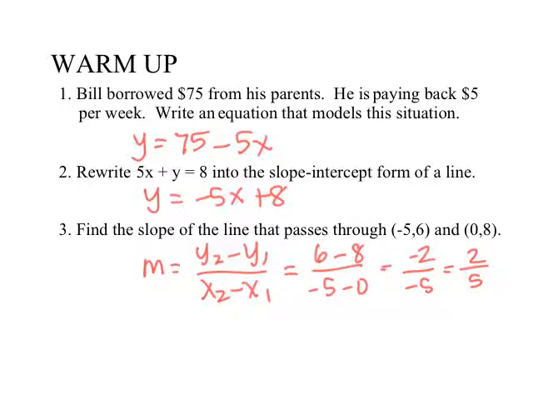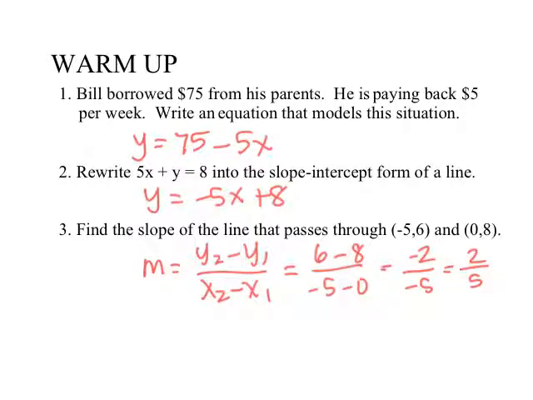So in the first problem, he starts with $75 and he's paying back $5 every week. So if x is the number of weeks, for every week he subtracts $5 from what he starts from, and that's how much money he has left. So you can see this is a linear equation. Your slope is -5 and your y-intercept is 75.